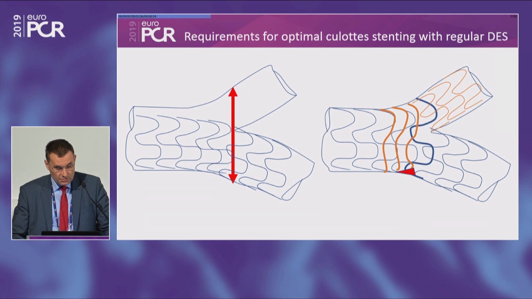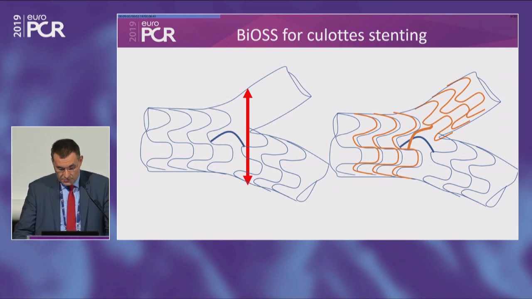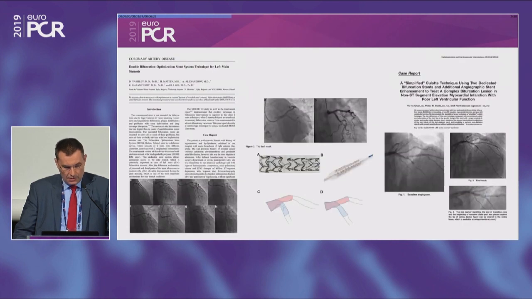This is the same situation with the large angulation between branches. With BiOSS, this limitation is overcome, so you can use BiOSS when there is a large mismatch between the sizes of the side branch and main branch, and in larger angulation in general. There is a recommendation not to do culotte if the angulation is more than 70 degrees. We reported the first case with culotte in left main in 2016.